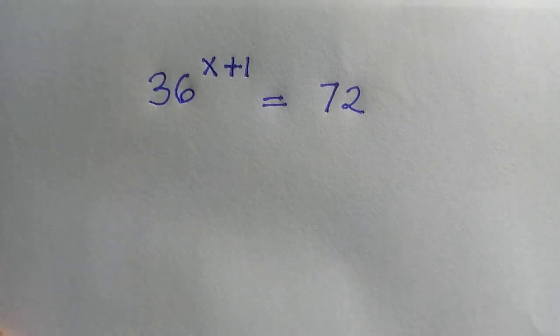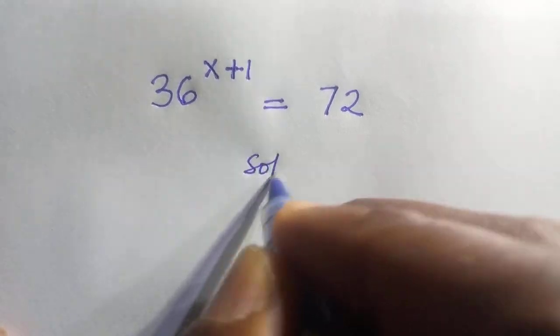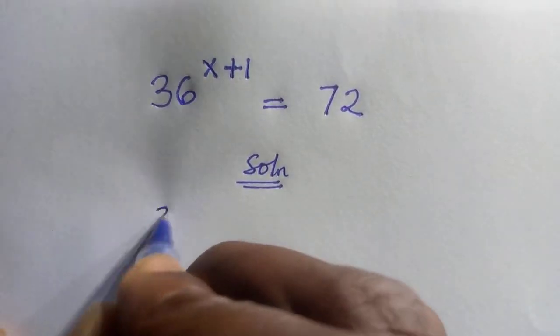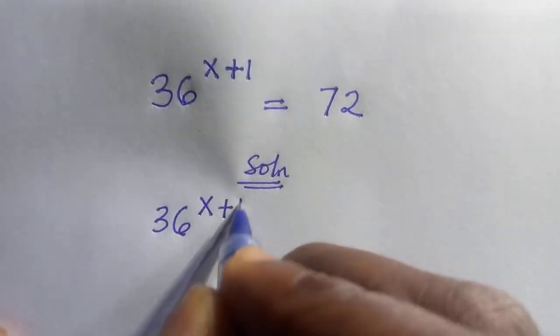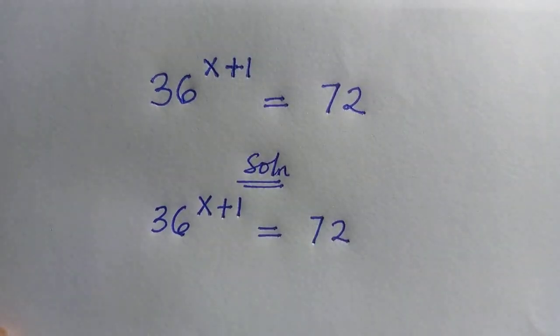How to solve this nice exponential equation where we have 36 to the power of x plus 1 equals 72. So to solve this, we consider by writing the solution. And from the question we have 36 raised to the power of x plus 1 equals 72.